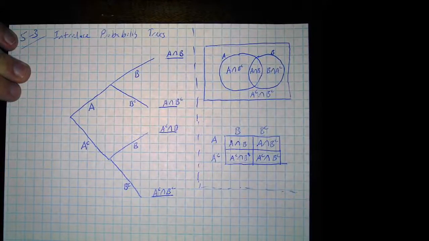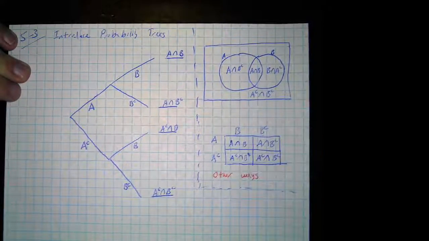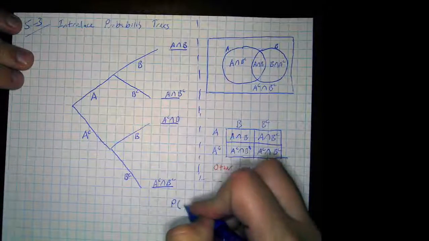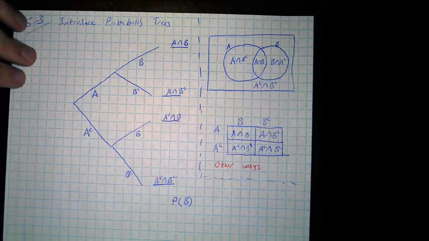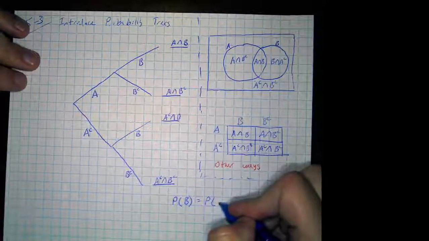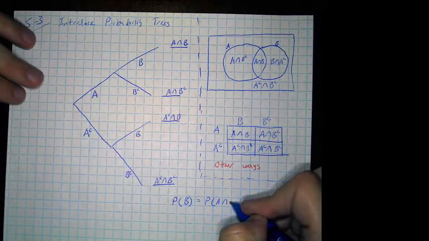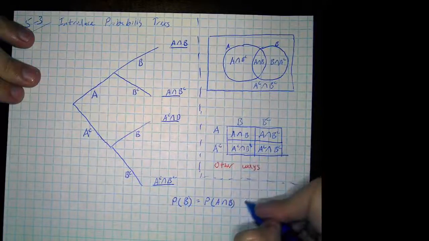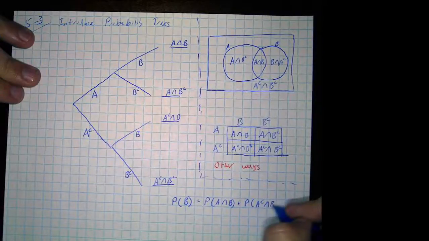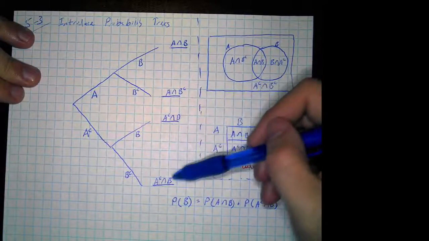And call it like the other ways. Right? So then the tree, you're going to have to find like the probability of B. If you wanted to know what that is, well, it would just be the probability of A and B plus the probability of not A and B. Because these are now mutually exclusive, right? Everybody travels one of the paths.